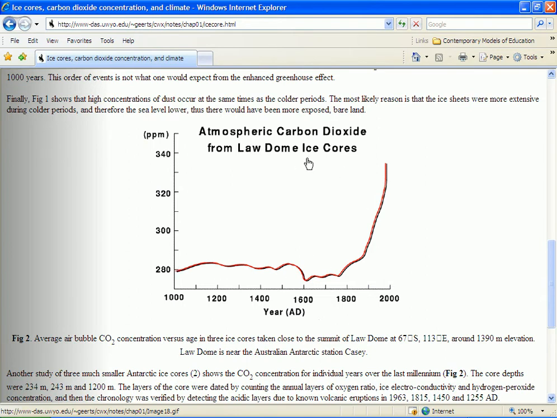We can do this because we've taken ice core samples from the Law Dome, and there are trapped air bubbles. So we know how far back that ice is. We can age the ice by how deep the ice is, and then we can analyze the bubbles. We can see that there are about 280 parts per million in the last 1,000 years. Then in just the last 100 years, it's soared up to about 340.